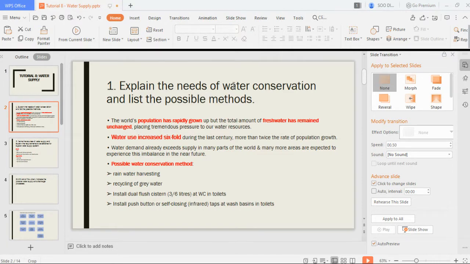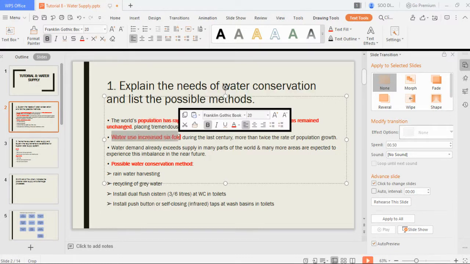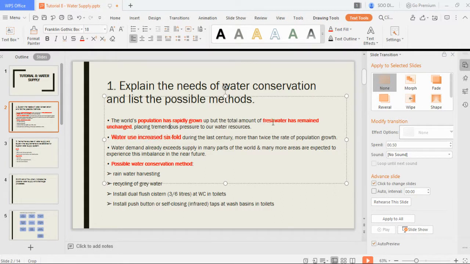So the first question is to explain the needs of water conservation and list the possible methods. Why do we need to conserve water? The reason is that our population has rapidly grown. As the human population increases, our water usage will increase. This is a keyword. Population is rapidly growing and our water usage will increase. The next part is that fresh water remains the same.